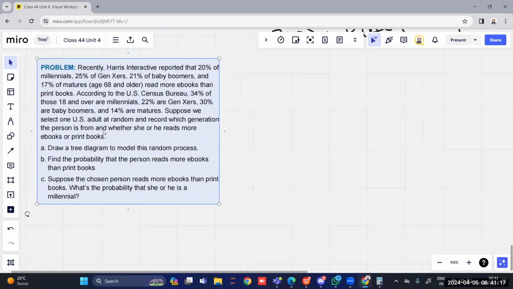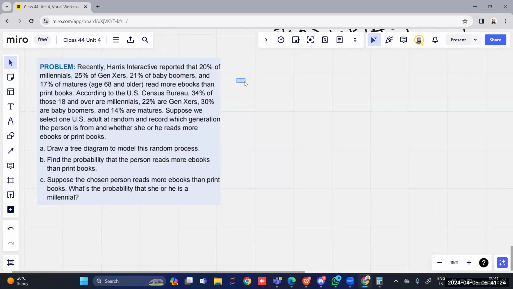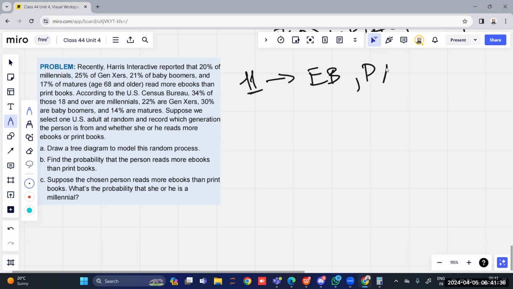Okay. So people who read print books and people who read ebooks, one partition is... we need to find the whole first partition. So is it the first partition? First, we'll make the first partition reading ebooks and print books. One partition is that, then the second partition will be baby boomers.